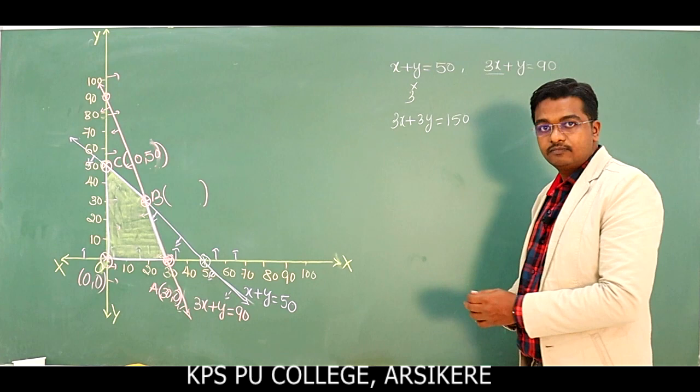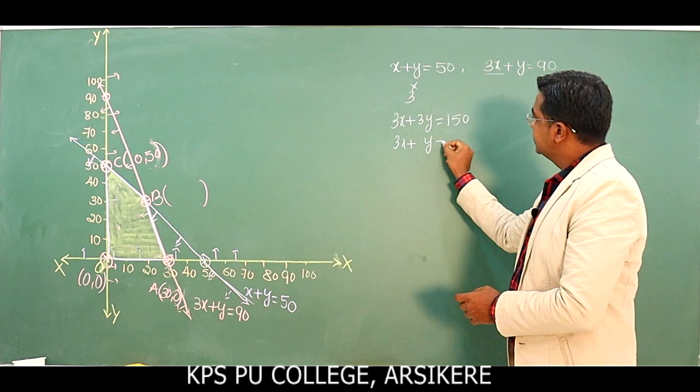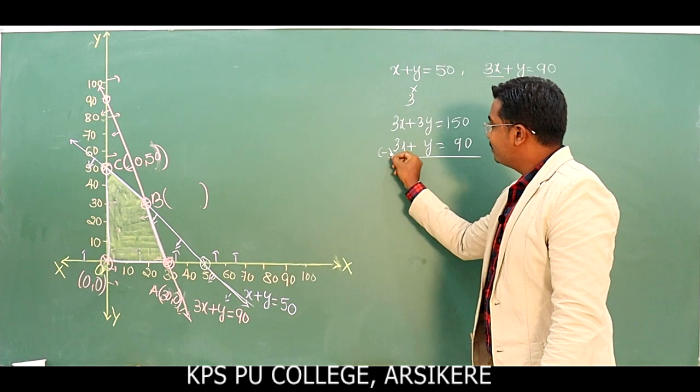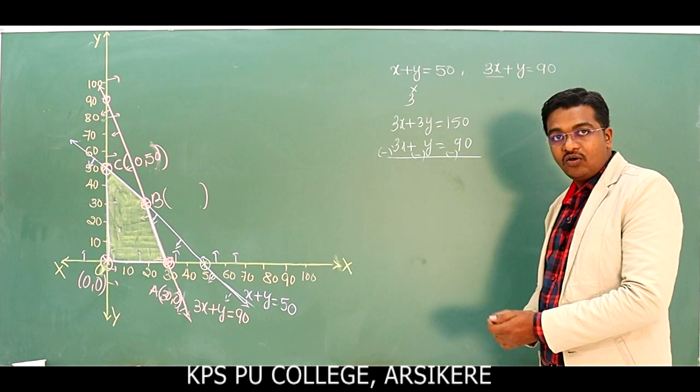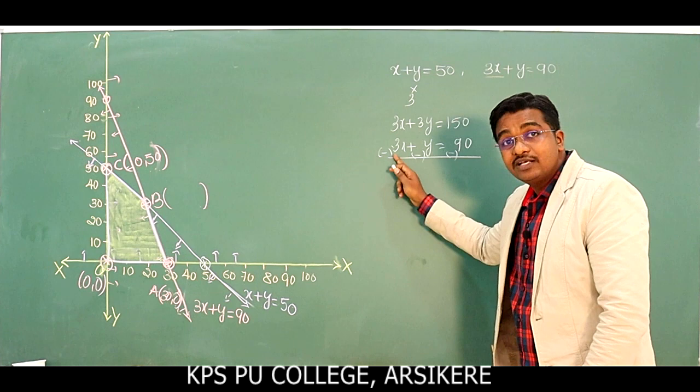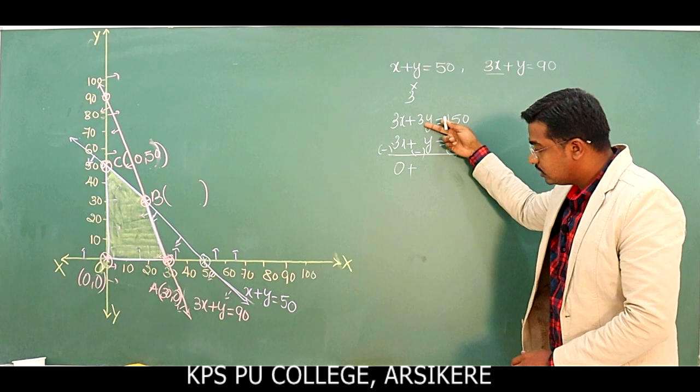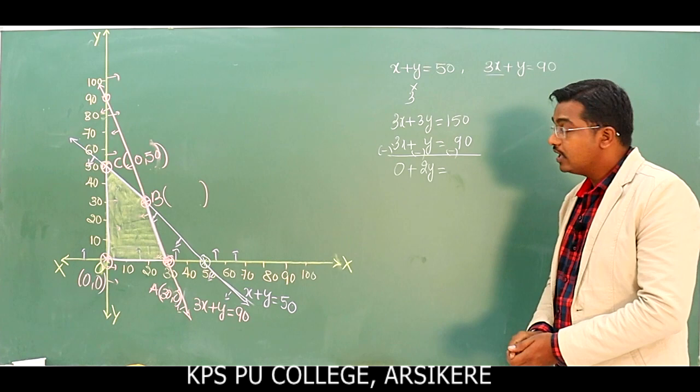Okay, write this equation here. This becomes 3x plus y is equal to 90. Now change the sign. This becomes minus. Okay, what about this one? Minus. This is also minus because we change the alternate sign. Plus becomes minus, minus becomes plus. So plus 3x and minus 3x get cancelled. We are left with 0. Clear? Plus what is the term here? 3y minus y is 2y. Clear? Next term, 150 minus 90, that becomes 60.